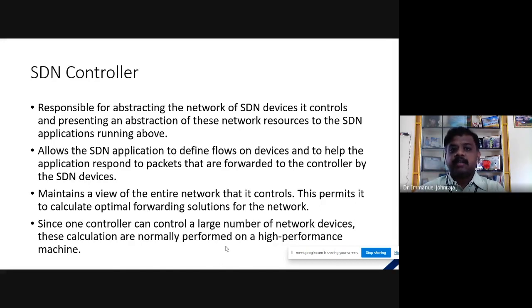These calculations are normally performed on, of course, a high-end machine acting as the SDN controller. You cannot have a simple laptop or other routers. It should be on a high-end device. All right, and that is okay. But on the other hand, the benefits it gives are huge. Okay, that's about the SDN controller.